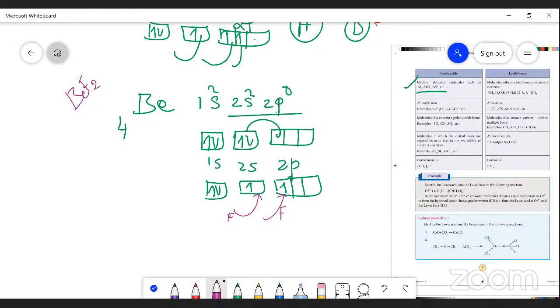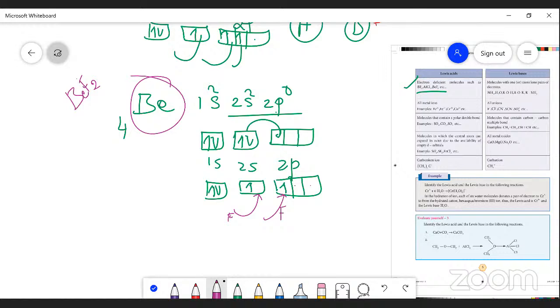Thus, beryllium is electron deficient. So electron deficient molecules such as BF3, aluminum chloride, and BeF2 can act as a Lewis acid. These are the vacant places. Substances that have vacant places in them can act as a Lewis acid.